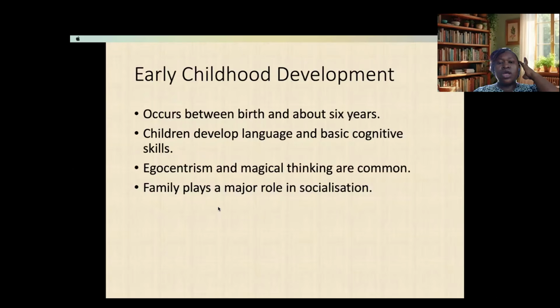And let's talk about early childhood development. This occurs between birth and about 6 years. Children develop language and basic cognitive skills. Here, egocentrism and magical thinking are more common, and the family does play the largest role in their socialization.